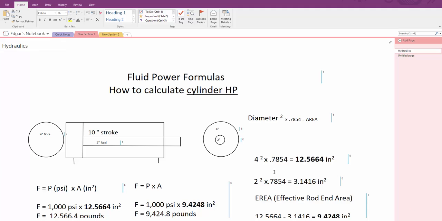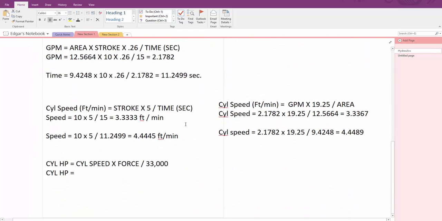Fluid power formulas: how to calculate cylinder horsepower. So basically the formula for the horsepower on the cylinder is cylinder speed times force divided by 33,000.